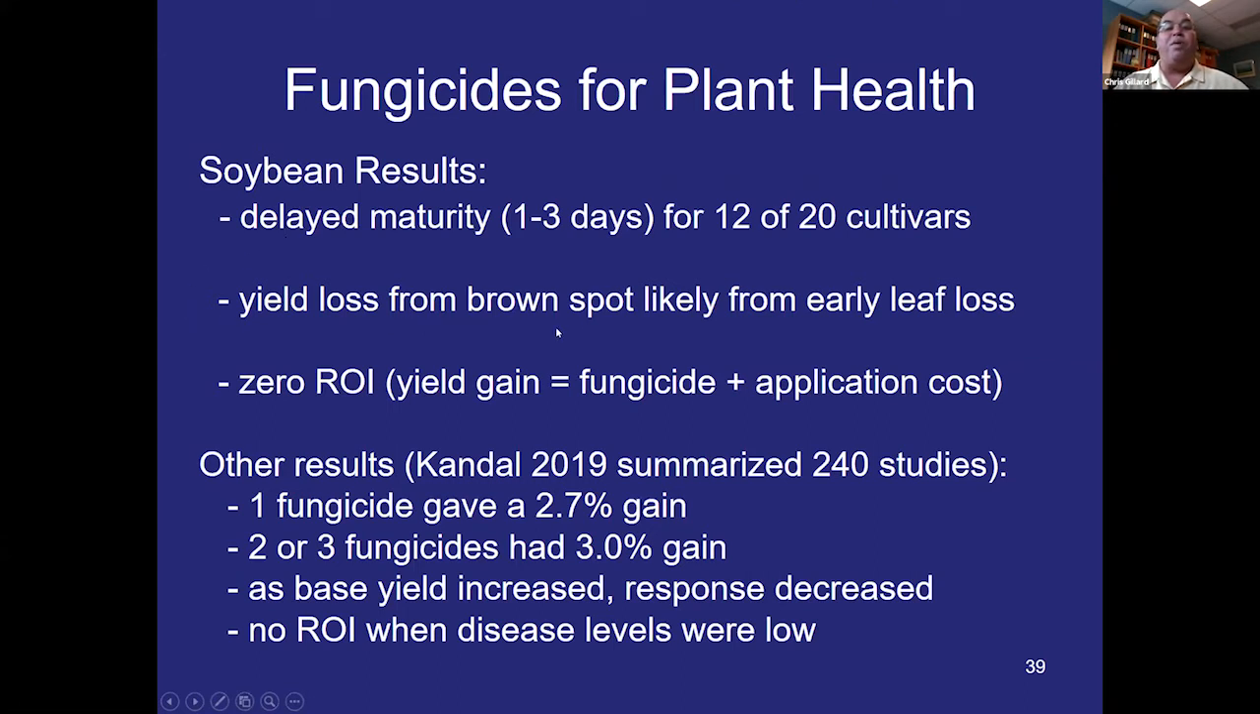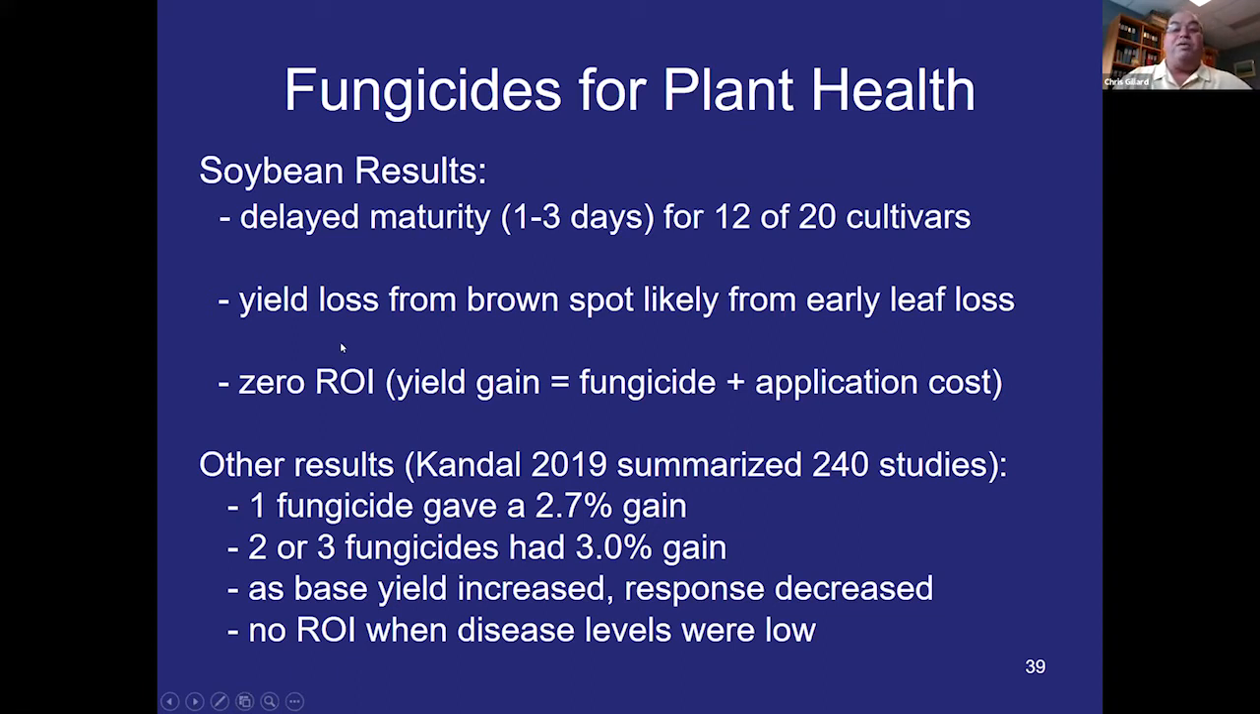The yield loss from the brown spot was likely due to early leaf loss, or I would say early defoliation of the crop. And that likely meant a slightly lower seed weight and a slightly lower yield. We did have a zero net return on investment. So the yield gain that we got basically just covered the fungicide and application costs. And there was no money left over in the grower's pocket when it was done.